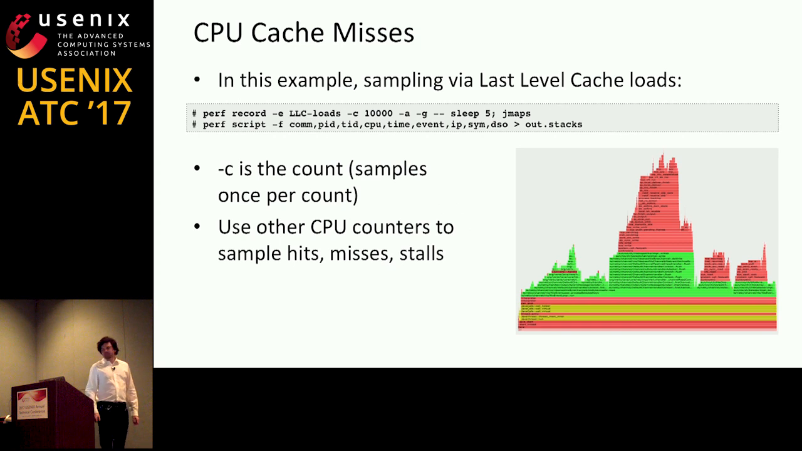Cache misses. So I might want to go down to the hardware and say, show me last level cache loads and misses, stall cycles. I can do a flame graph for that. That's great as it gives me insight into not just that you were on CPU, but what was the CPU doing? Was it making forward progress with instructions or was it blocked?